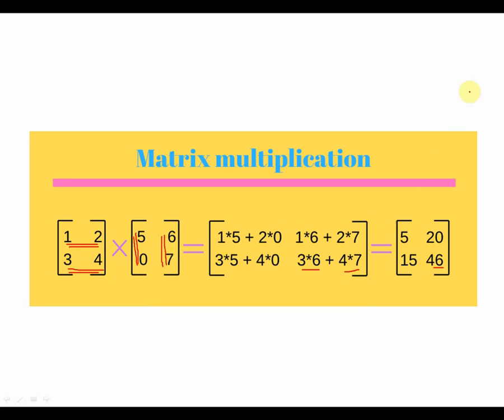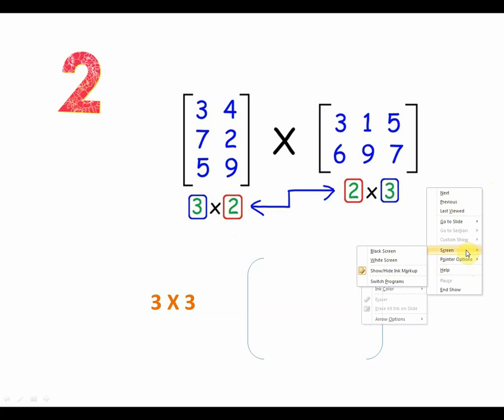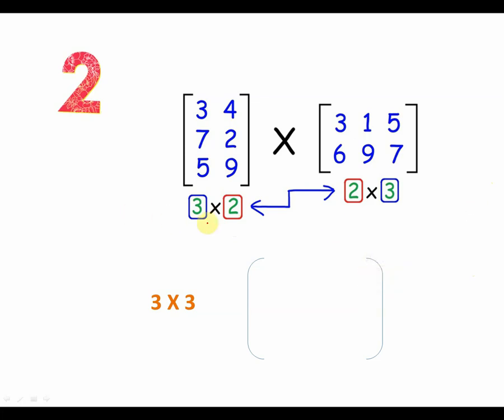Now let us look at another example. This is another example where the size of the matrix is not the same, as in the number of rows and columns is not really the same in both of the matrices. So first you have to check for the condition. What is the condition? The condition is that the number of columns in the first matrix should be equal to the number of rows in the second matrix. Are these equal? Yes, you can go ahead with the matrix multiplication.